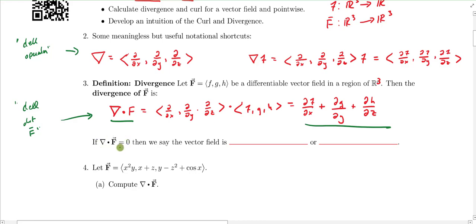If the divergence of the vector field is 0, and that is the number 0 there, folks, right? Because we obtained it by doing a dot product. If the divergence of a vector field is 0, then we say that the vector field is source-free. Or another way of saying that, we could say that the vector field is incompressible.